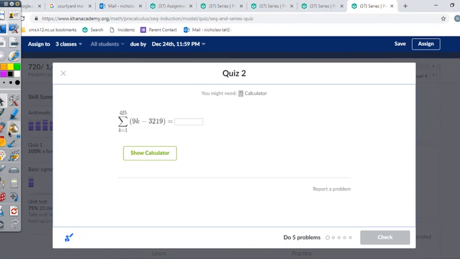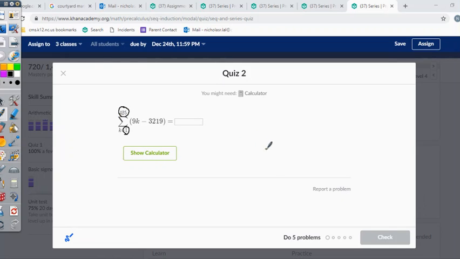Starting quiz 2, we have the series where we're adding up all the terms of 9k minus 3,219, from k starting at 1, our first term, to 425.